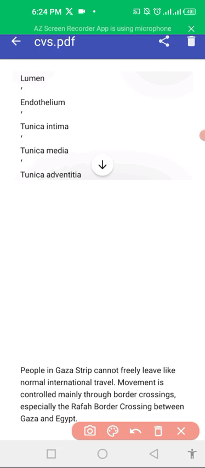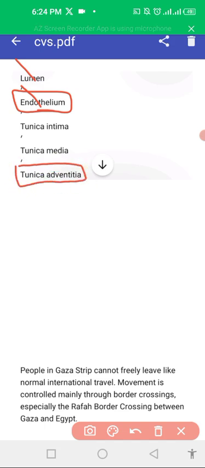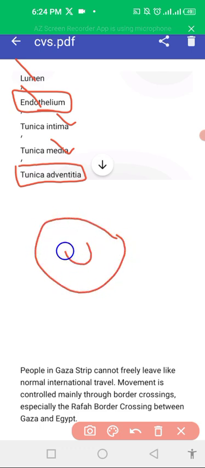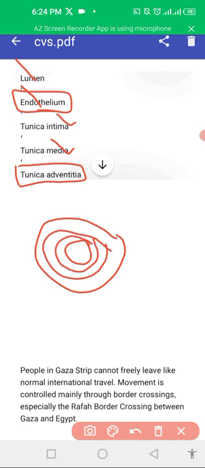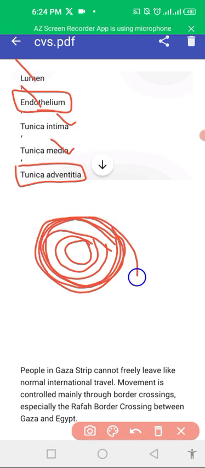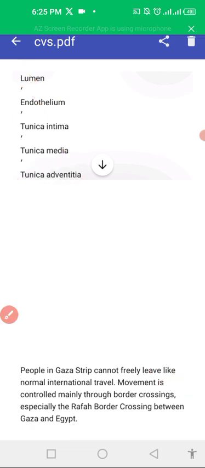So in arteries there is the lumen, and then there comes the endothelium. From inner to outside, the endothelium is the innermost, and the tunica adventitia is the most outer. So the tunica intima and tunica media are the middle layers. So let's suppose this is an artery, and here it is the lumen, and then there is the endothelium, and then there is the tunica intima, and then there is the media, and then comes the adventitia layer. In this way a whole artery is formed.